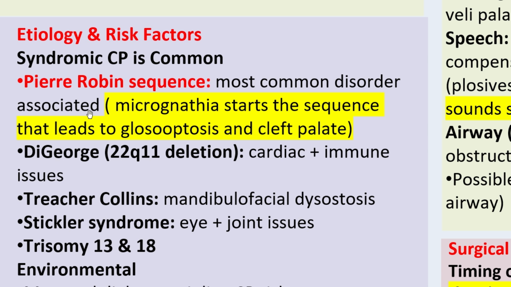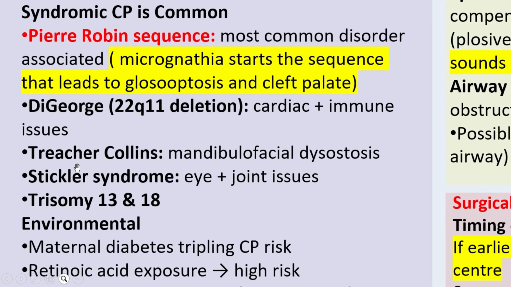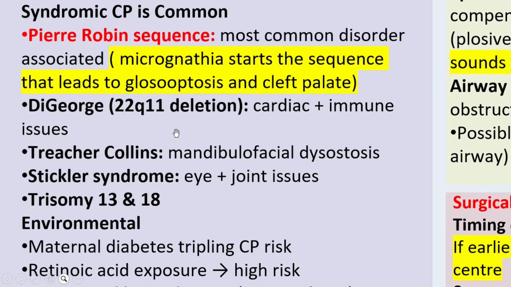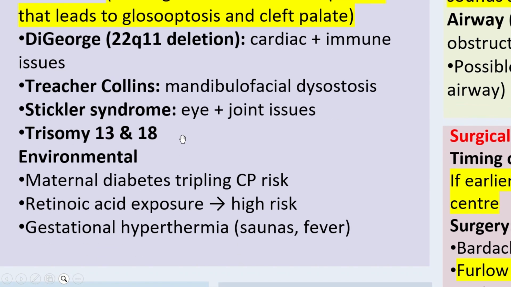And when the tongue gets pushed backwards during embryology, the palatal shelves are supposed to develop downwards and fuse. But the tongue is up there. It cannot go down because the jaw is small. So it's going to create a mechanical obstruction, and then there won't be fusion of the palate and you have the cleft palate. Then we have the DiGeorge syndrome, that is the 22q11 deletion, and that one is going to involve cardiac and immune issues. We have the Treacher Collins syndrome, the Stickler syndrome, as well as trisomy 13.